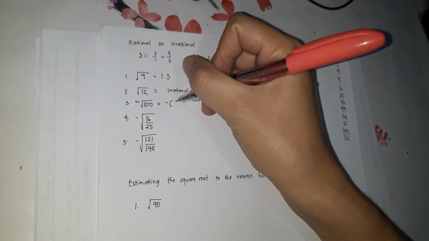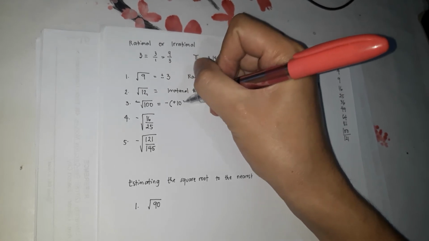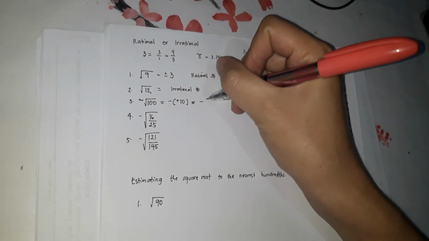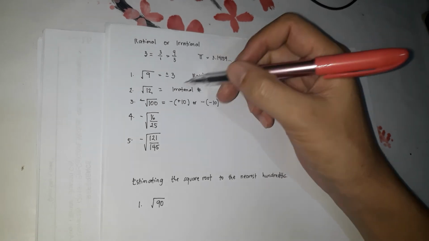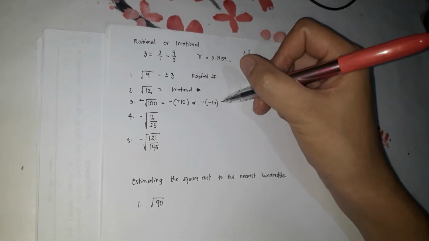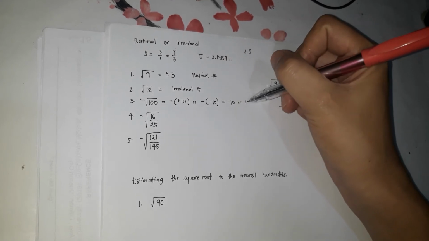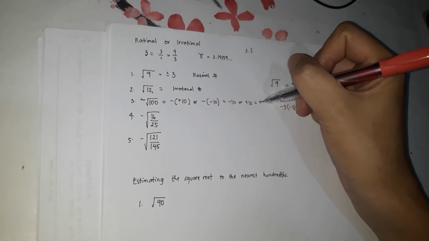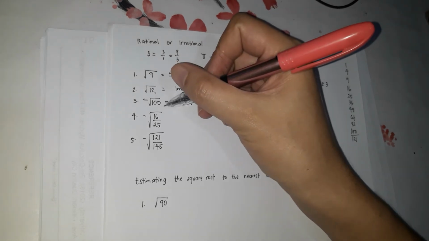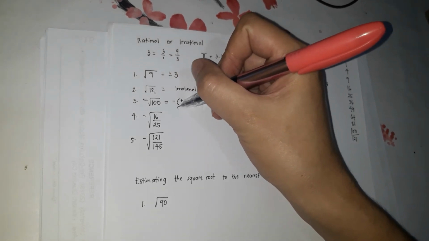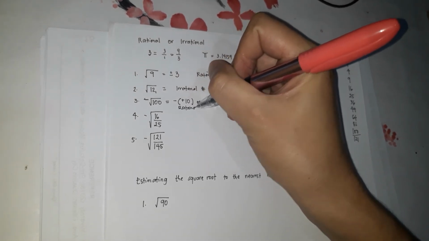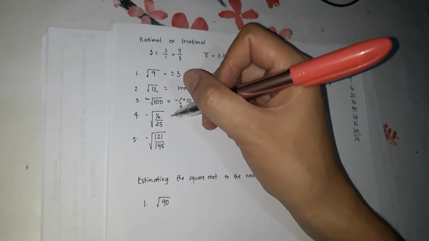Positive 10, or negative 10. If you're going to look at it, negative times positive is still negative 10. Or negative times negative is positive 10. So the answer here is still plus or minus 10. And because there's a square root, it means that negative square root of 100 is a rational number.